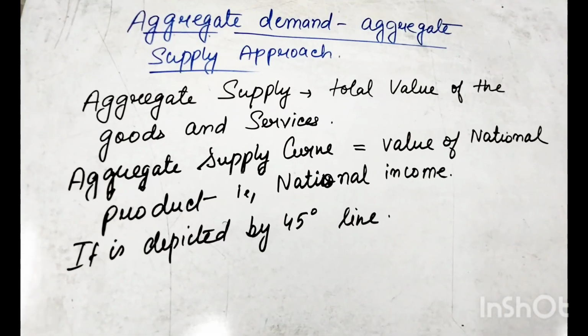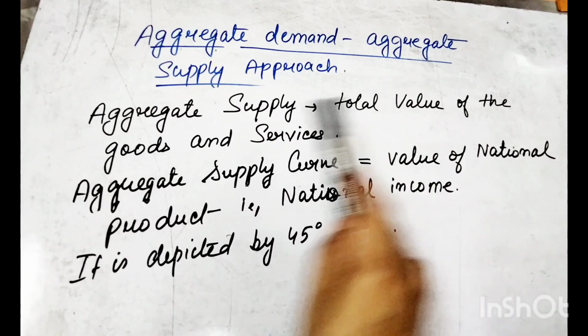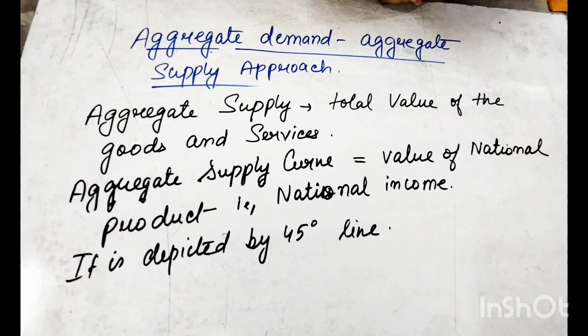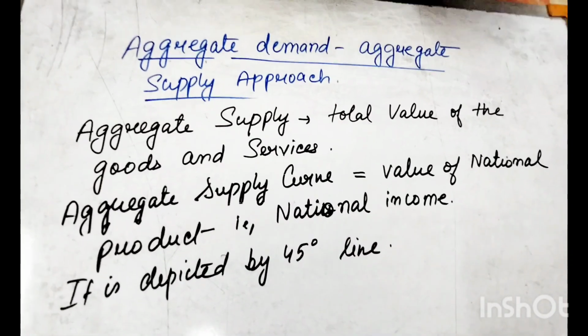Next is the aggregate supply curve. What is this aggregate supply? Aggregate supply means the total value of the goods and services.